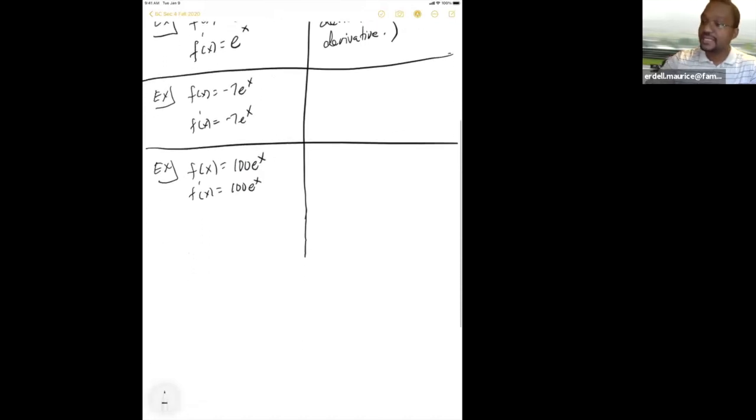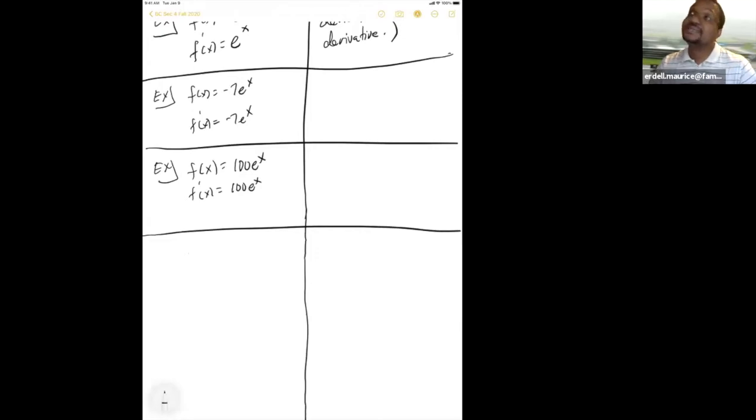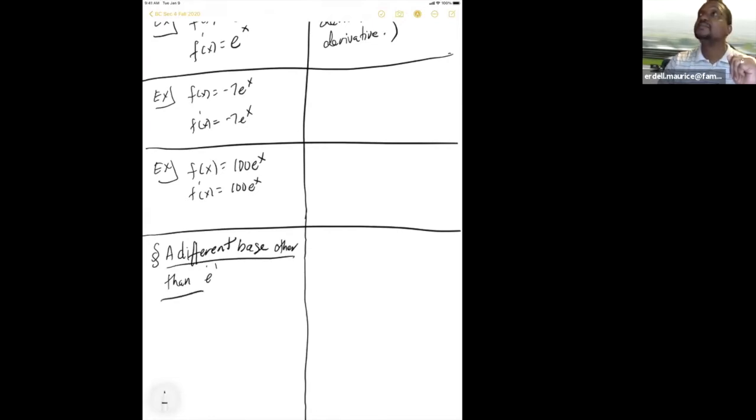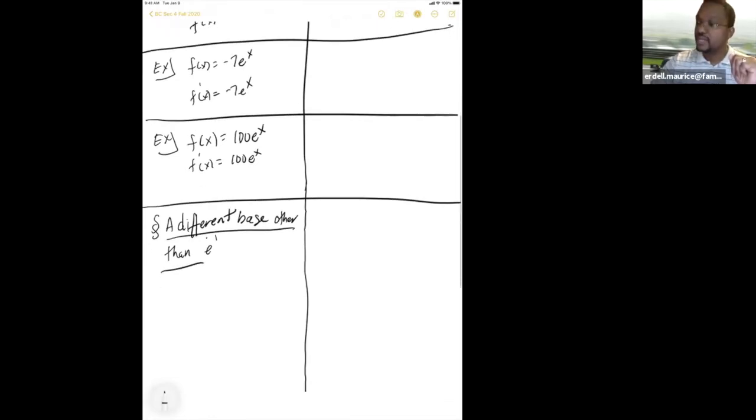And that's the power of e, and that's what makes e so special. Unfortunately, this simplification of the derivative only holds for the number e. If I have a different base, then the rules change slightly. If I have a base that's different from the number e, well, I have to introduce a rule.